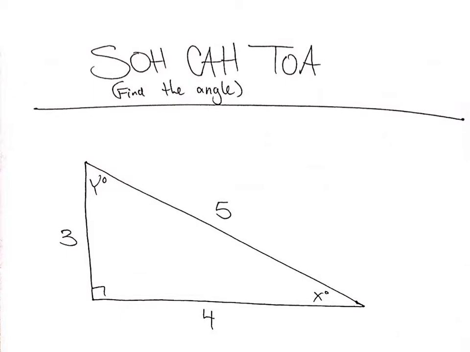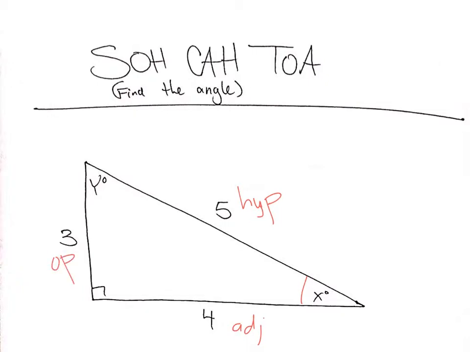Okay, here's a description of how to use SOHCAHTOA to find the angle. So we have a triangle where we know the sides, and even if we only knew two of the sides, we could use Pythagorean theorem to find the third. All we know is that it's a right triangle, and we're trying to find the other two angles. So if we're looking at this angle, we know that this is the adjacent side, hypotenuse, and opposite side.